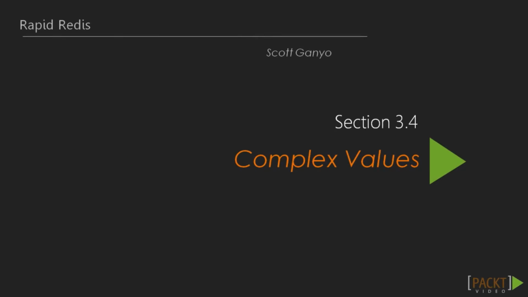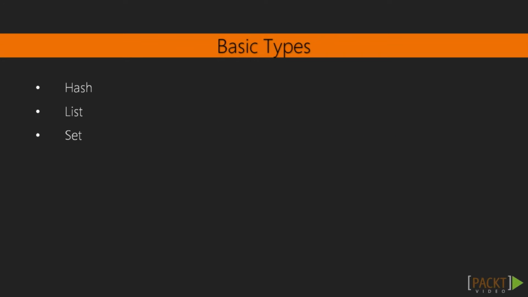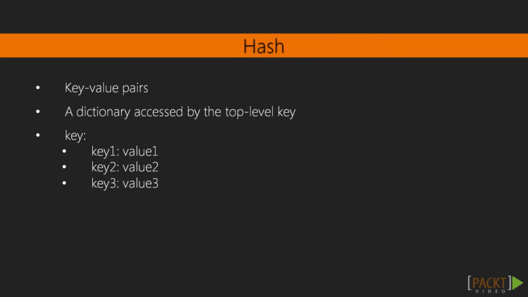Complex values. So we're going to cover just 3 basic data types that Redis supports: the hash, the list, and the set. Let's start off with the hash. So a hash you can think of as key value pairs as well. It's a dictionary, much like Redis itself is, but it's accessed by a top-level key, which is the key that you would have to any object in the Redis database. So you see you have a key that gives you access to a set of key value pairs.